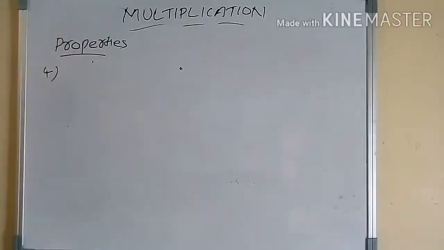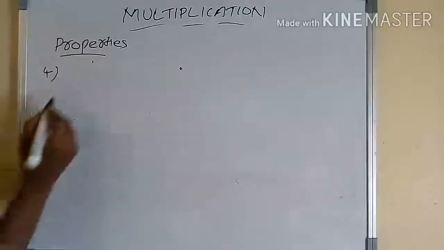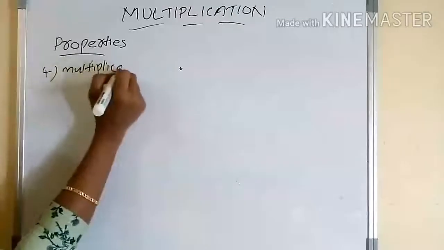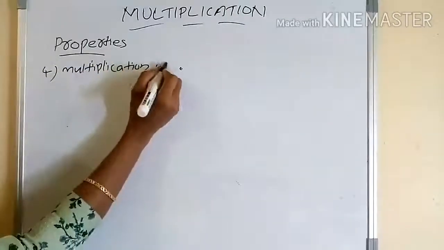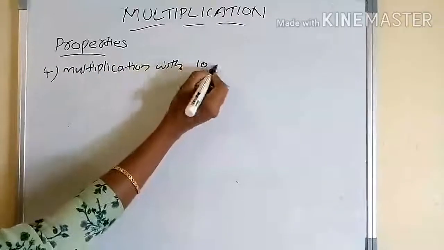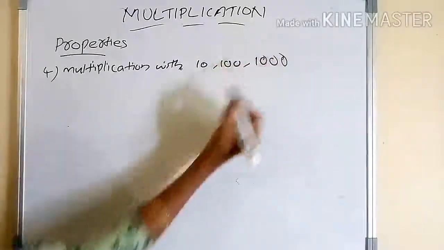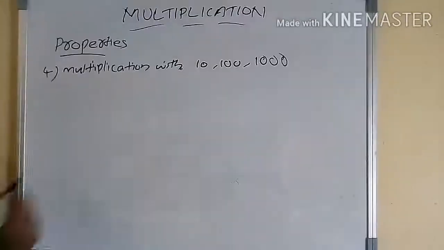The fourth property of multiplication is multiplication with 10, 100 and 1000. First example, multiply with 10.